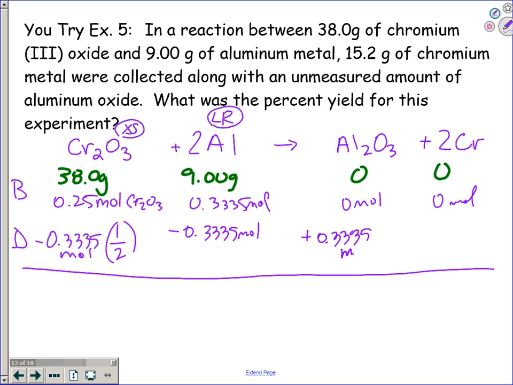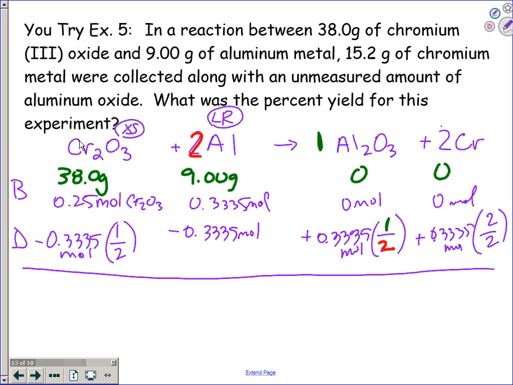Over here, I'm adding the same number, 0.3335 moles of aluminum, but in what ratio? 1/2 again, because this 1 is referring to aluminum oxide, and this 2 is referring to aluminum. And same thing, next one, I'm adding 0.3335 moles in what ratio? 2:2. This first 2 is chromium, and this second 2 is aluminum for the limiting reagent.